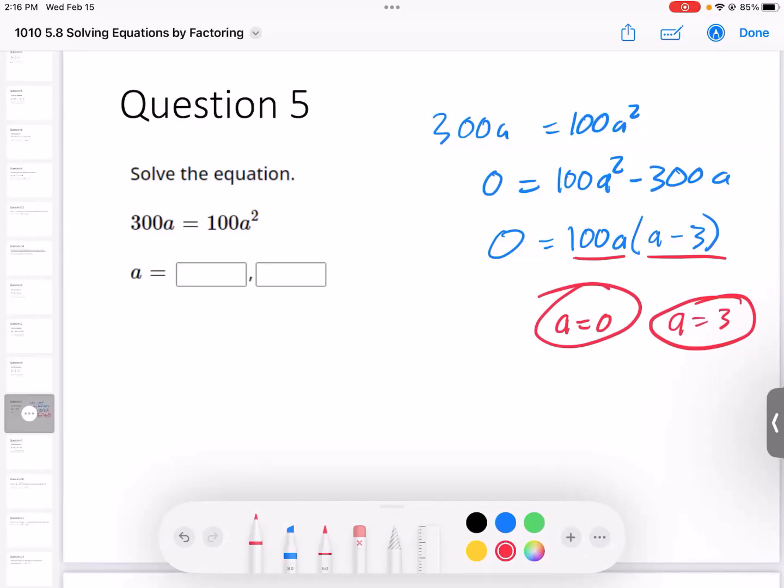So the main point of this one is that if it doesn't equal 0, you need to make it equal 0 by moving everything to one side of the equation. Once I made it all equal 0, then I just factored this. The way I factored it, because these 2 had a 100 in common and an a in common, I pulled out the 100a, and that left me with this. And this couldn't be factored any further, so then I was done.